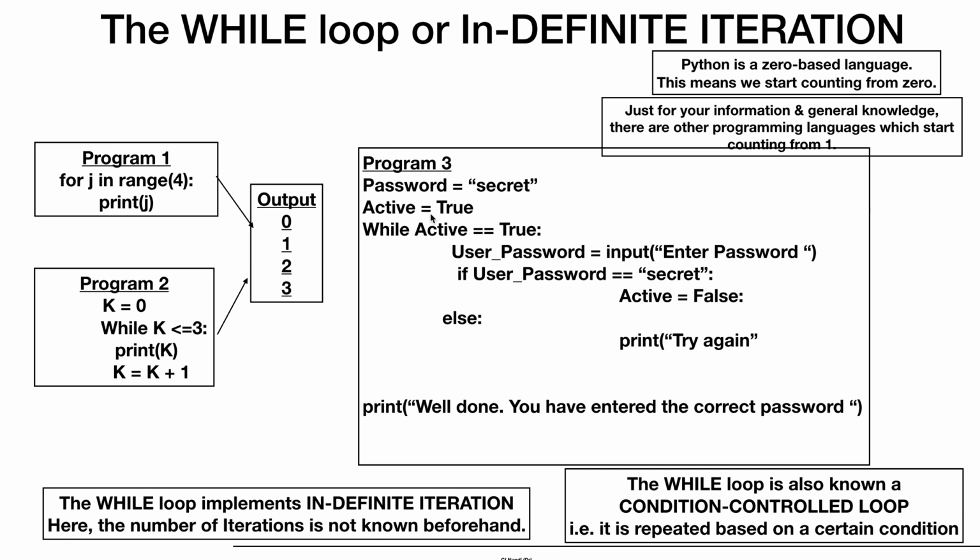And in this loop here, the user types in a password, and the program goes round and round until the user has typed in the correct password. When he or she has typed in the correct password, control of the program drops out of the while loop and you get a message saying, well done, you have entered the correct password. So let us see this program in action.